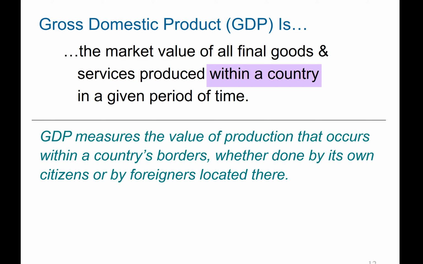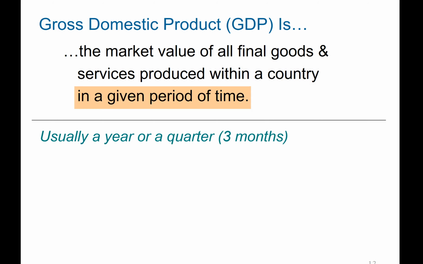That's another important thing to understand. So if Toyota, which is a Japanese company, has a factory in the United States and they're producing cars, those cars would be counted in the United States GDP. And that's an important thing to understand. Now, American companies that are producing outside of the United States, they're not included. It's only within the country's borders. So GDP is a very specific concept. And of course, the final thing is the given period of time. And it's usually a year or a quarter of a year.